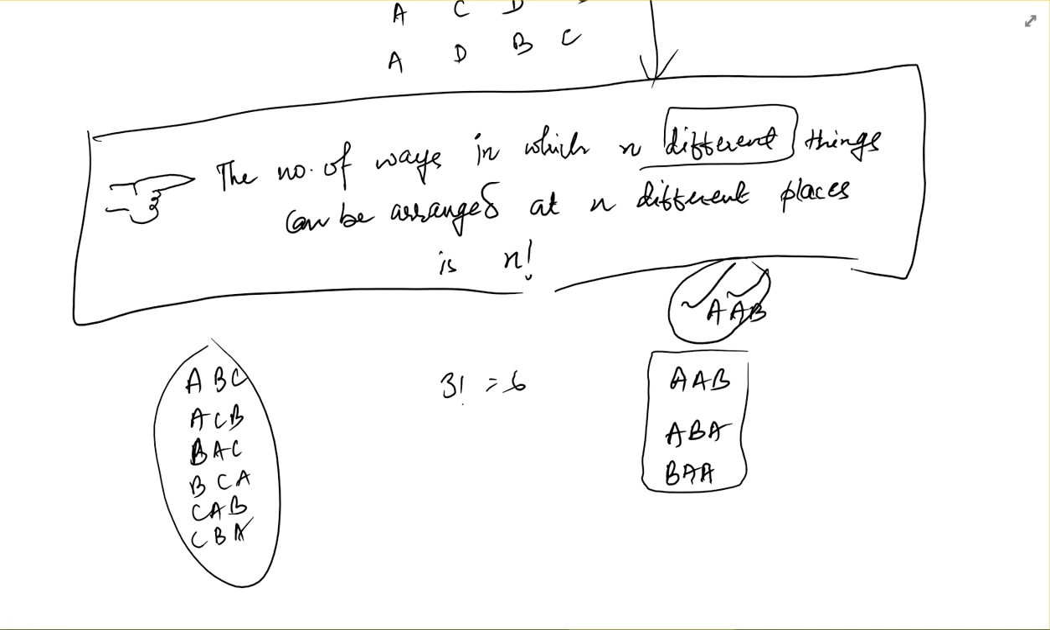So keep in mind that if there are n things, then there must be n places, and all things must be different. Then this formula will be applied, and the arrangement must not be circular. It has to be linear, because I have clearly written different places, and when we learn circular permutations, you will understand the meaning of this different in that case. The number of ways in which n different things can be arranged at n different places is n factorial, and now you are getting a gist of the chapter.